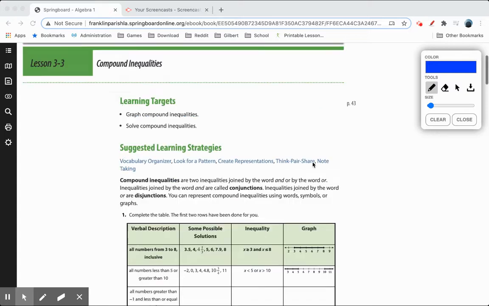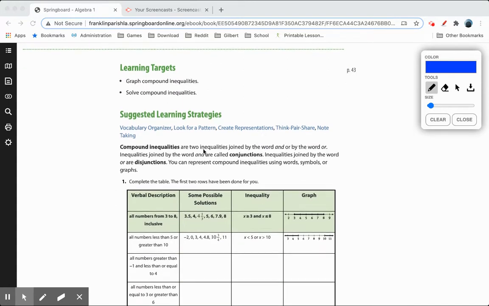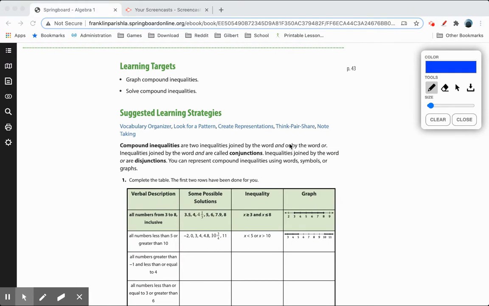Today we're looking at compound inequalities. And these are just like our other inequalities, except they're sort of joined together. They're compound, there's more than one of them. Compound inequalities are two inequalities joined by the word and or by the word or.